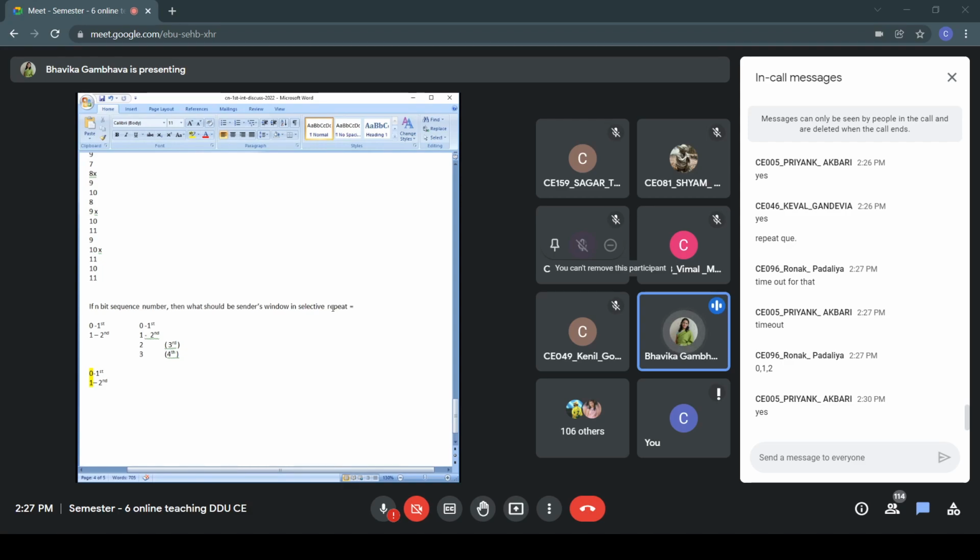Like in go back N protocol, if the sequence number is n bits long, your sender's window should be 2 raised to n minus 1, 1 lesser than that, which will protect us. Here, okay, yes, Kevin, that is true. 2 raised to n minus 1, or I could say 2 raised to n divided by 2. Would you say the same thing? You may write it like this or like this. Yes, Ronak, you are also right, and Kevin is also right.